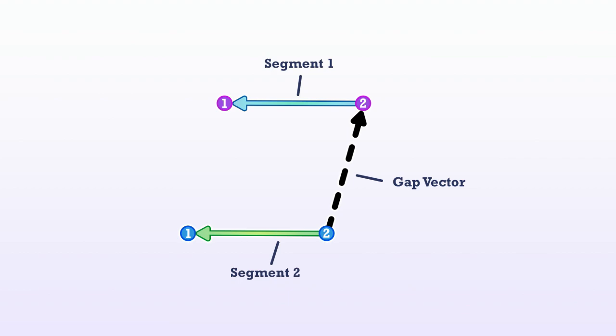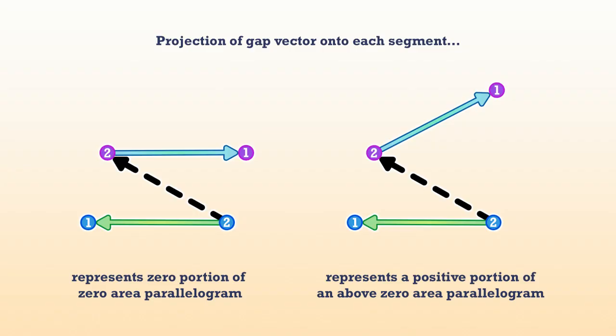The projection of the gap vector onto each segment vector represents a portion of the total area of the parallelogram defined by the two segments. This area correlates with the length of the gap, so it can exceed the area of the parallelogram when the gap is long. It scales in proportion to the perpendicularity of the line segments, just as the gram determinant does.